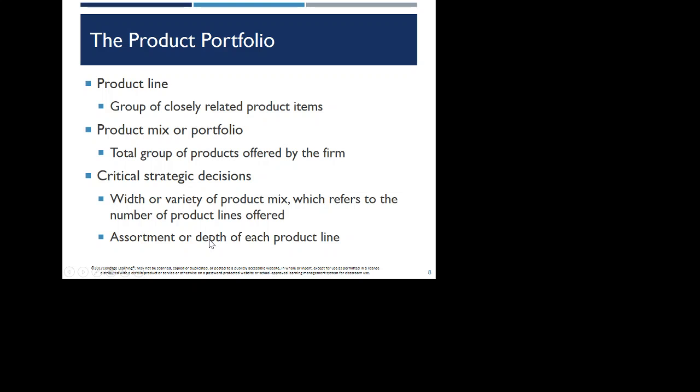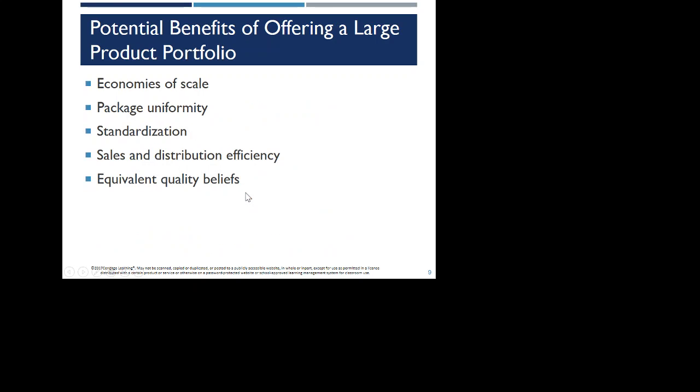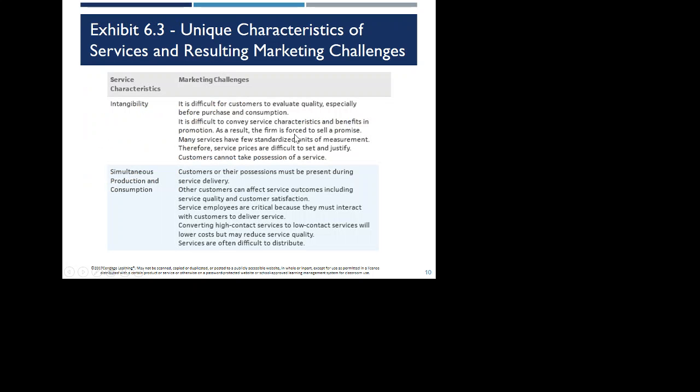So for each product line, how many different choices are you going to provide? If you're McDonald's sandwiches, you've got Big Mac, Quarter Pounder, chicken sandwich, Filet-O-Fish, a couple others. So that's kind of their sandwich product line depth, for example. A large product portfolio provides you lots of really good things, good reach for sure. You can reach lots of different groups. Economies of scale are huge, things like that. A number of other benefits you see there.